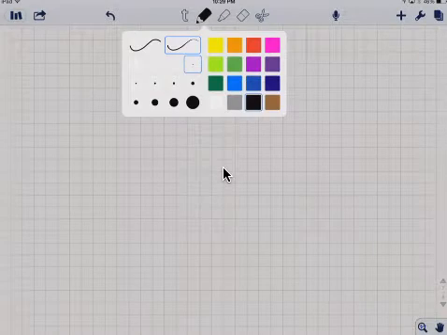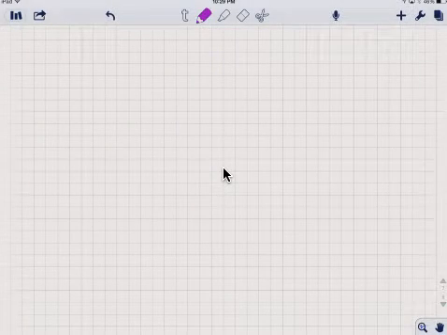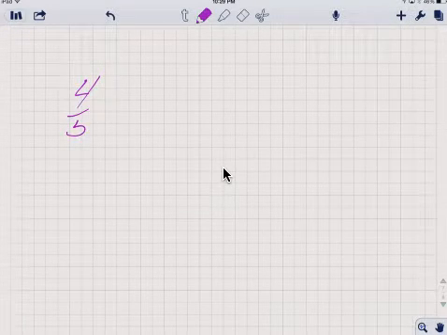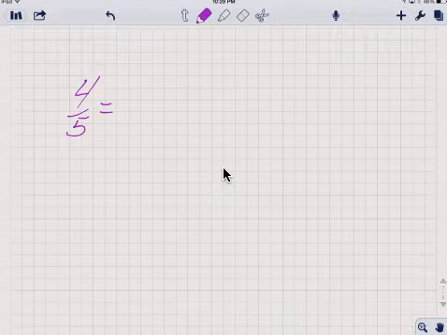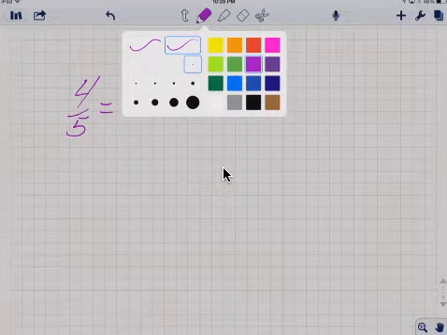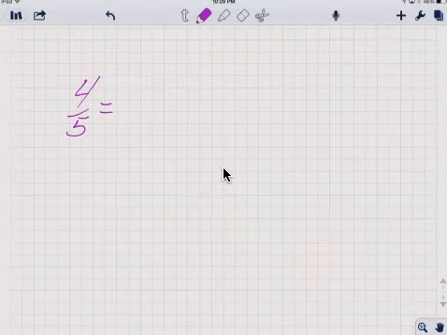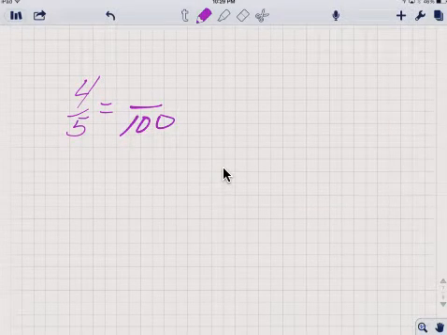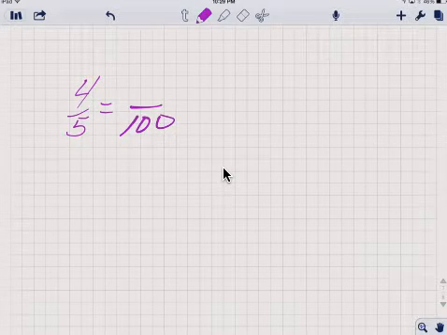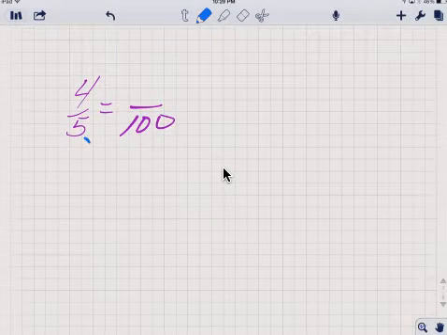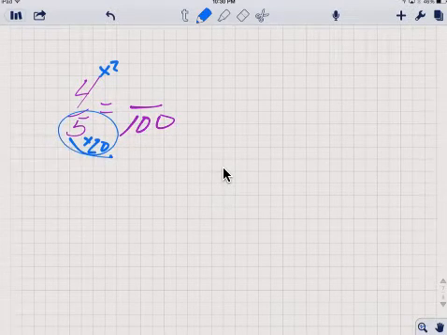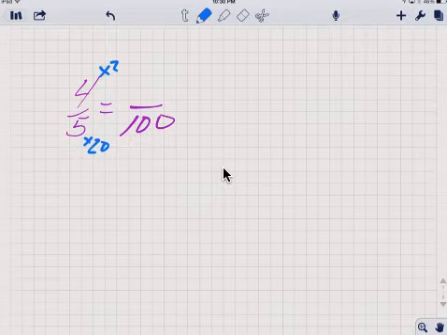Here's another one. Let's go with 4 fifths. Now there's two ways you can approach this. You can go right to the 100 for easy percentages, because percentages are the same number as whatever your numerator is out of 100. And to do that for this one, we're going to be multiplying by 20. To get from 5 up to 100, you have to multiply by 20. So we're going to multiply by 20 on the top number as well.